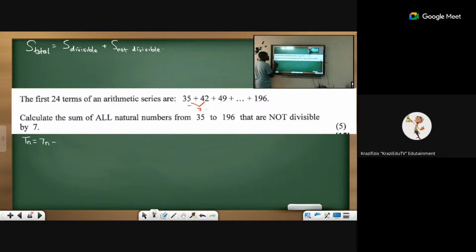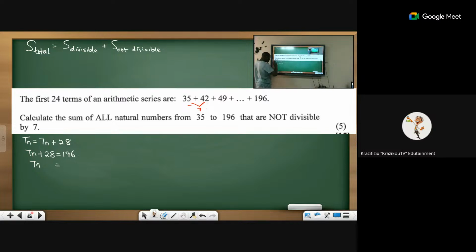7n minus? Oh, plus 22. No, that's 35 minus 28. So how many terms do we have here? 7n plus 28 will be equal to what? 196. Oh, the product is 24.